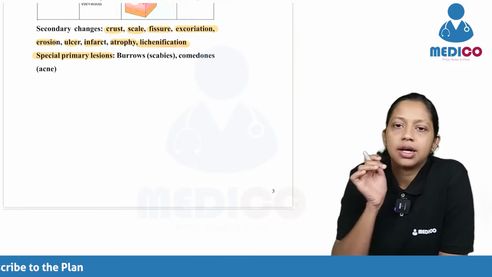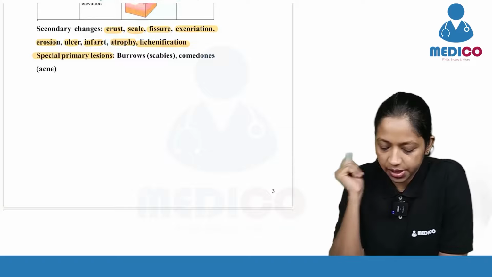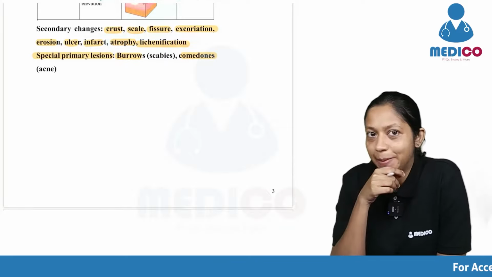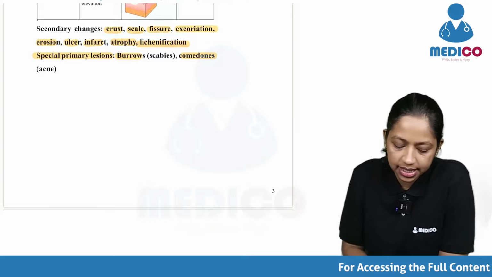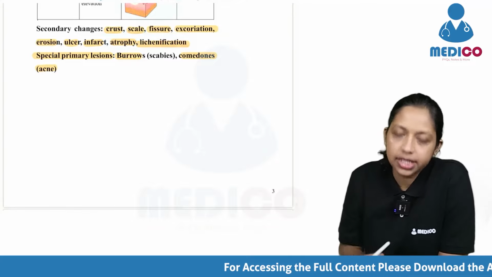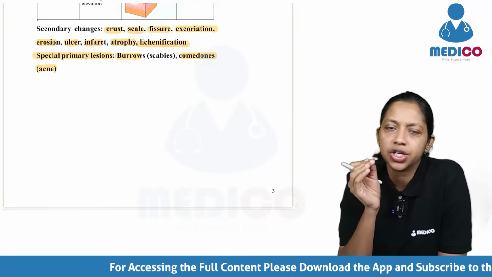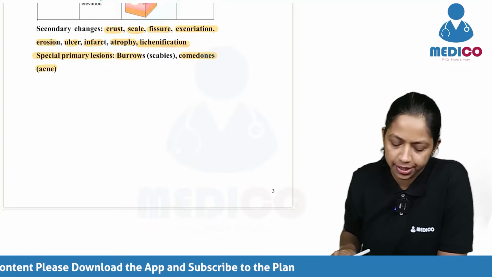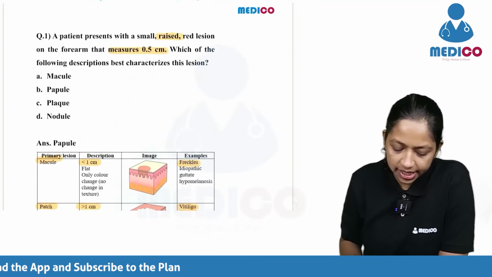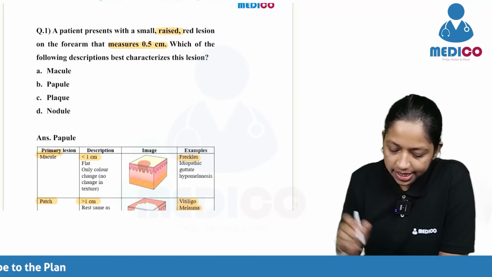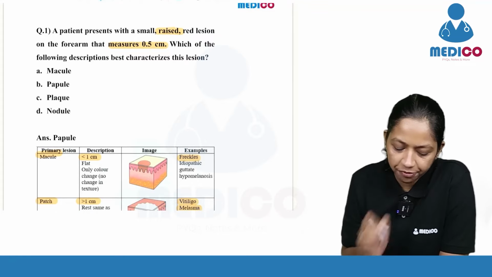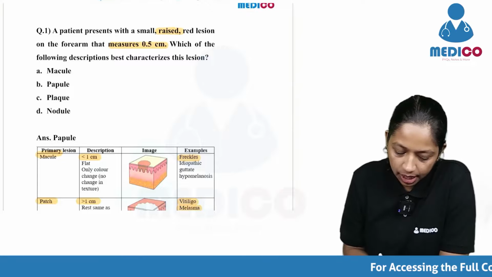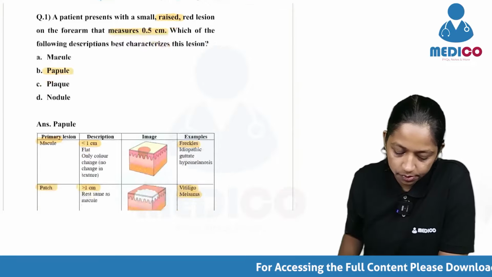These are favorite INI-CET questions, that is burrows and comedones. Where do you see burrows? In scabies. And where do you see comedones? That is in acne. These are not secondary lesions but rather special primary lesions which are diagnostic of these disorders that we have mentioned. So coming to the correct answer, so what is a raised lesion? That would measure more than 0.5 centimeter. That measures 0.5 centimeter. That would be a papule.